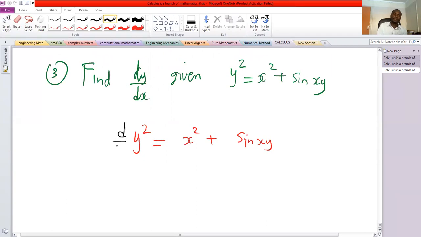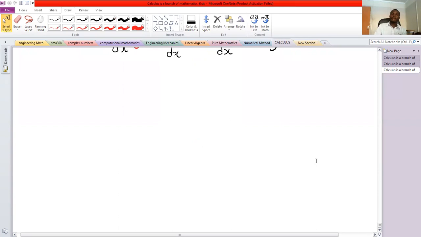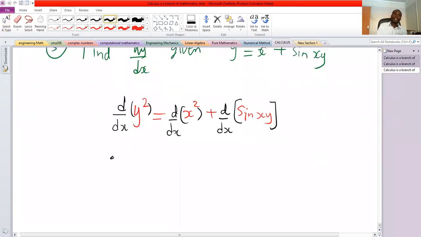So d/dx, d/dx, d/dx, just step by step. And then d/dx of y squared, by the power rule you get 2y, but because we are dealing with y, which is assumed to be a differentiable function of x, you attach dy/dx. This by the power rule is 2x, plus.